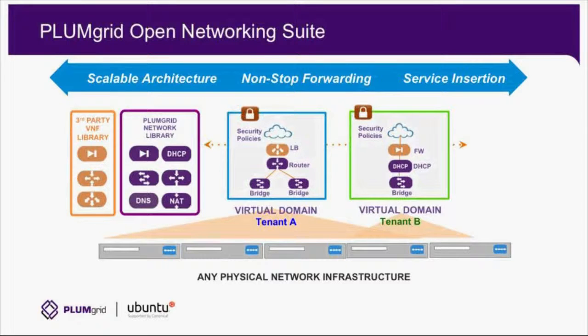So let's switch gears a little bit, and then we'll intersect here in terms of what PLUMgrid and Canonical are doing. PLUMgrid, just a quick run through if you haven't heard about us before. We are an SDN vendor, software-defined networking. Our product is called PLUMgrid Open Networking Suite, and what we deliver is a library of virtual network functions, and that's what you see in that purple box over there. So we have bridge, router, NAT, DHCP, DNS, firewall, and there are others that are coming through.